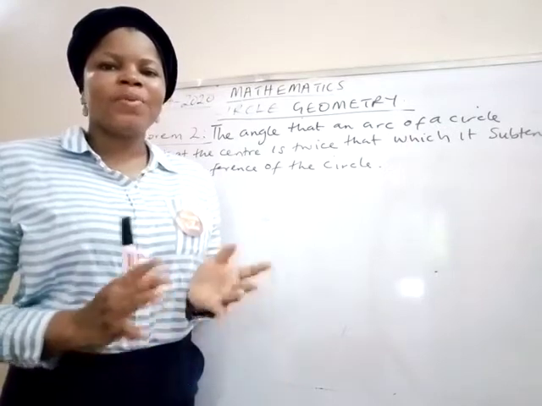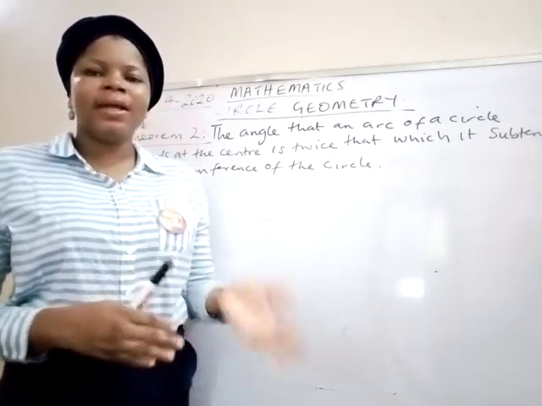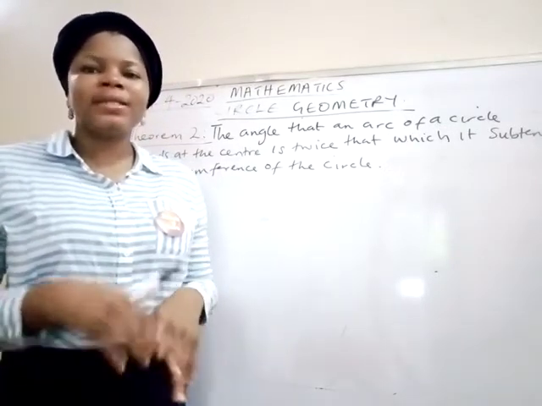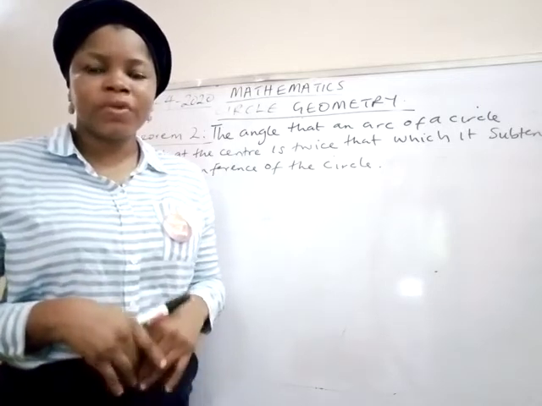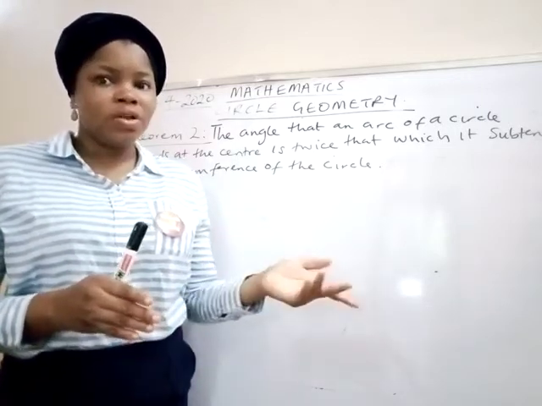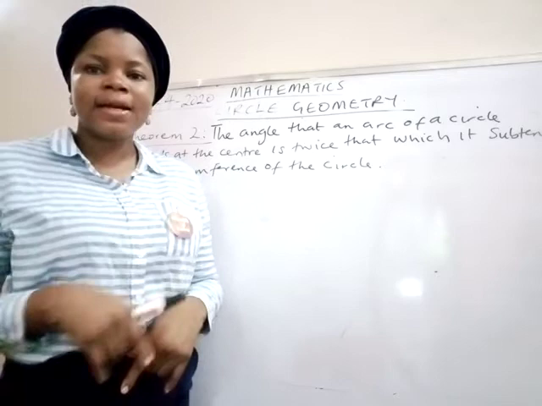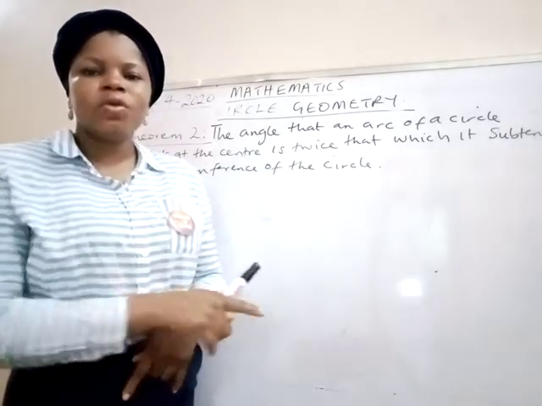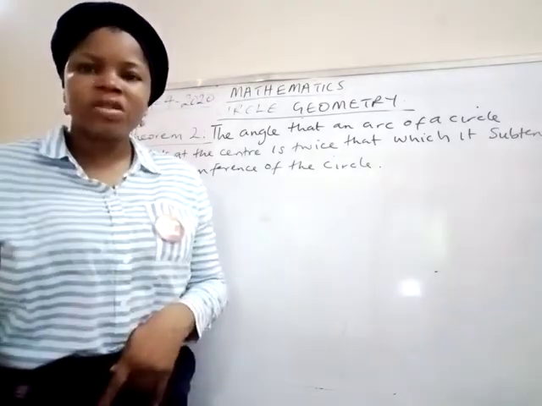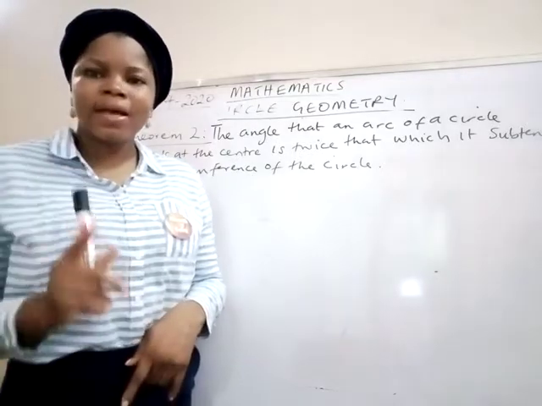Last class, we discussed how to find the length of a chord, the radius, and the distance from the center to the middle point of the chord. Now, stating the first theorem, which states that a straight line drawn from the center of a circle to the middle point of a chord, which is not a diameter, is at right angle to that chord.